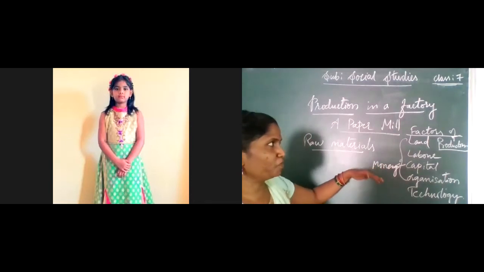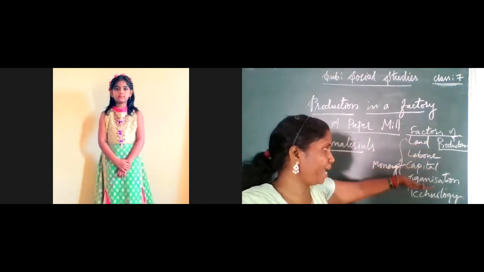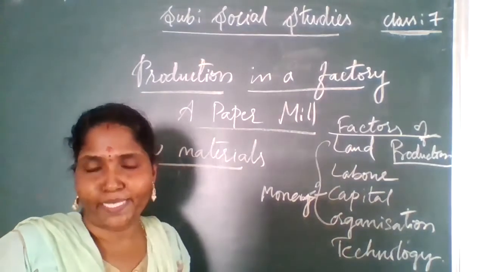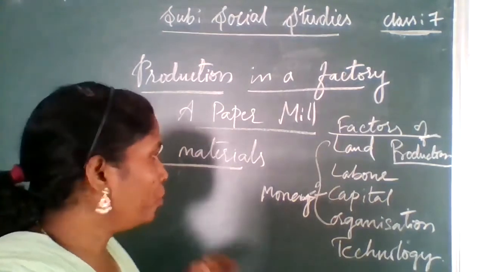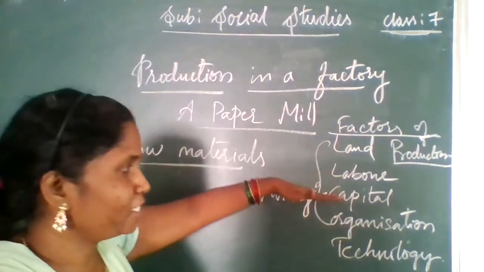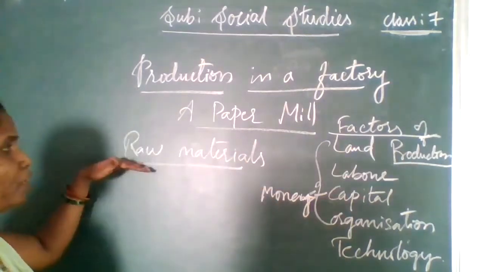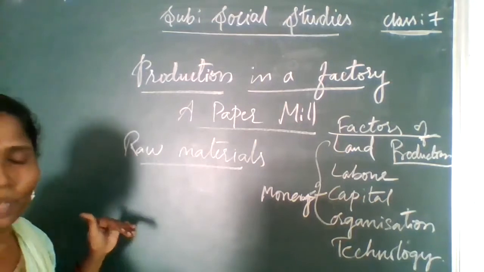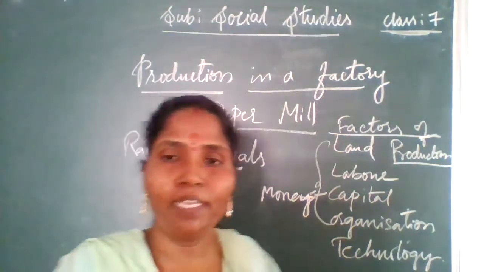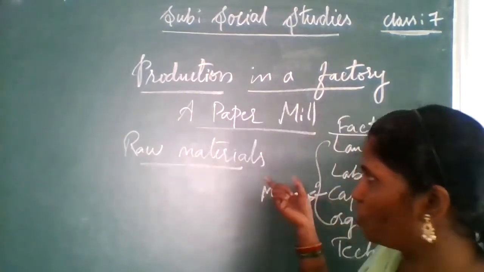So these are the things which are very important, that is, the factors of production: land, labor, capital, and organization. Clear, children? Now you have come to know what the factors of production are, what things are needed, and then the raw materials, meaning what we require to produce something. These are the concepts we have to have first.